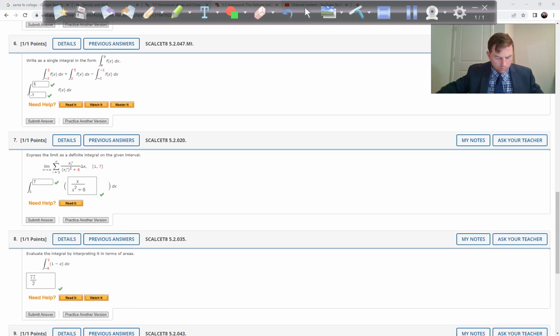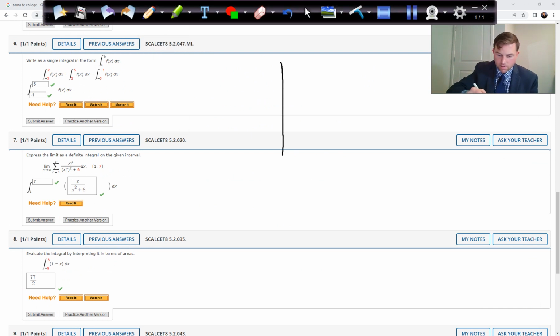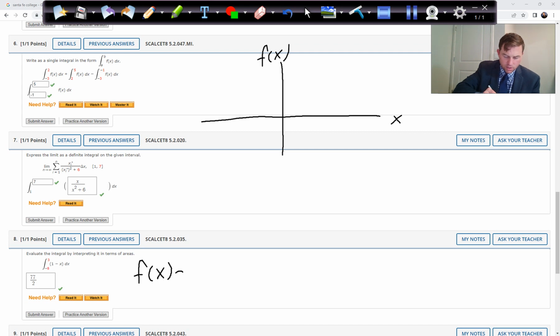Problem 8. Okay, it says evaluate the integral by interpreting it in terms of areas. So in this one, we want to actually draw the picture. So our function, which is the same as y, is equal to 1 minus x. That is a straight line that starts at 1 and it has a slope of -1. So it's going down. The first spot it's going to hit the x-axis is at 1. So it's going to go down to here.